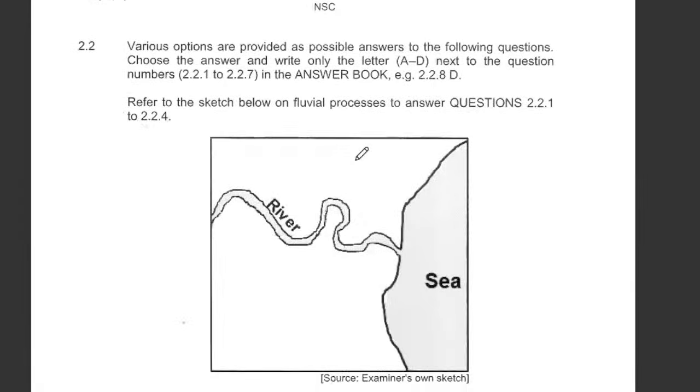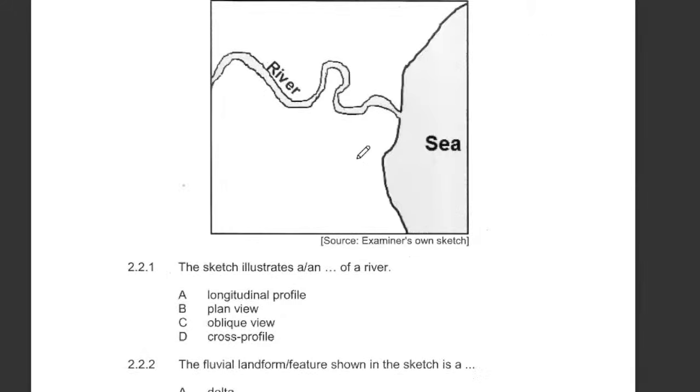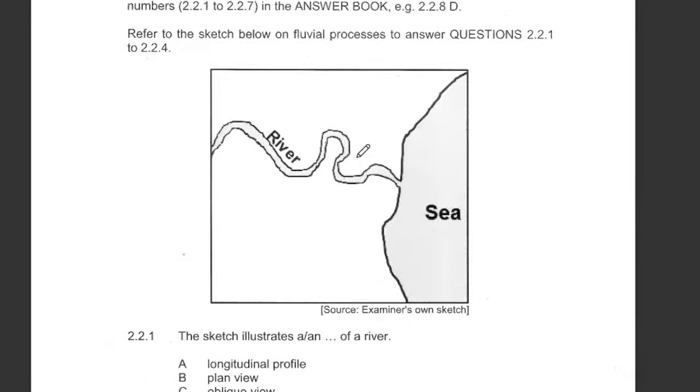Okay, 2.2. The sketch is given, so we are using it to answer the questions. The sketch illustrates a dash river. Which one? Obviously the longitudinal, because there's a source somewhere and the mouth here. So that is the longitudinal.